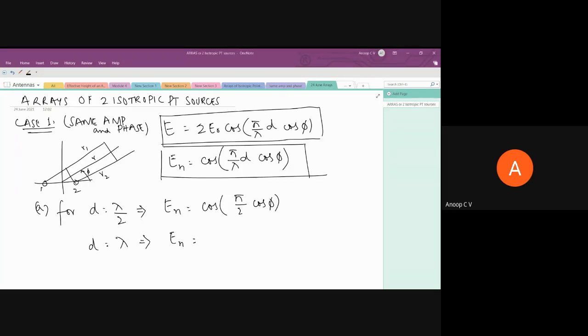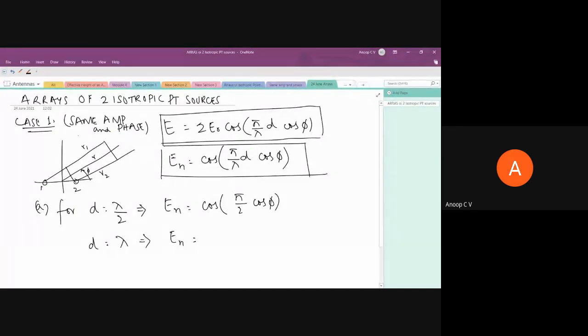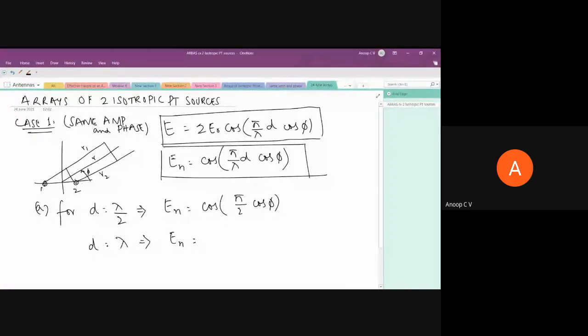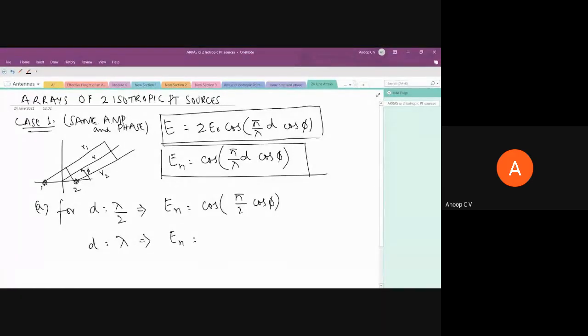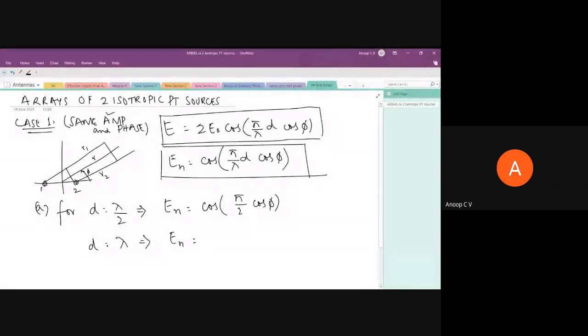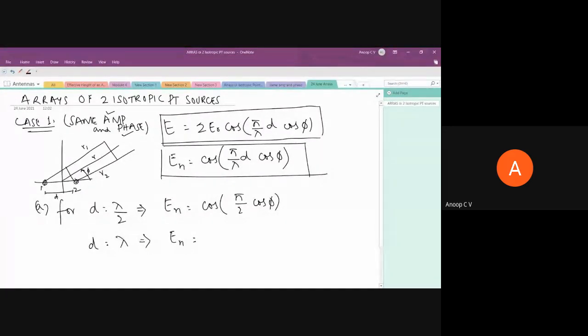So good afternoon and welcome to yet another online tutorial on microwaves and antennas. Right. So we were discussing arrays of two isotropic point sources. The first case, we finished discussing yesterday. That is, arrays of two isotropic point sources excited with the same amplitude and same phase, separated by a distance d, kept symmetric with respect to the origin.